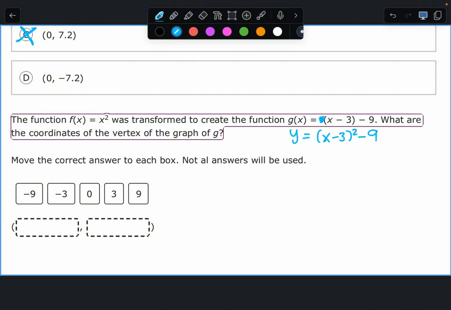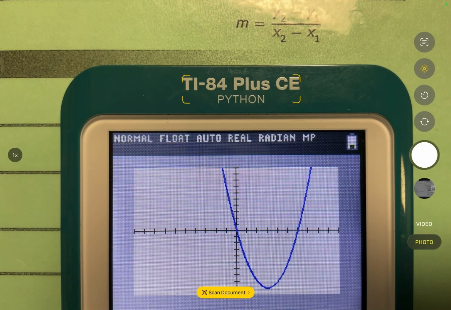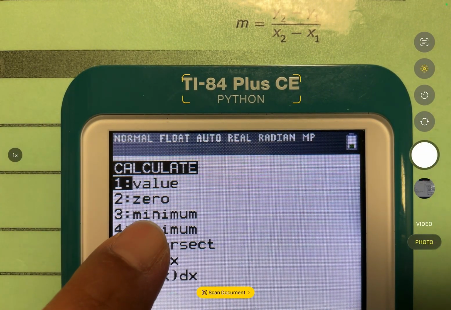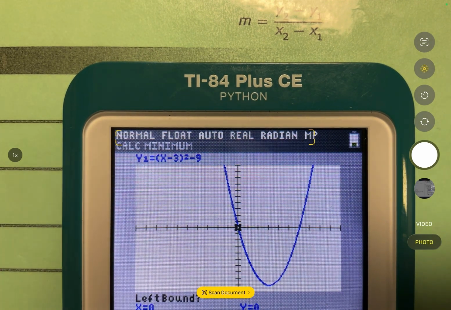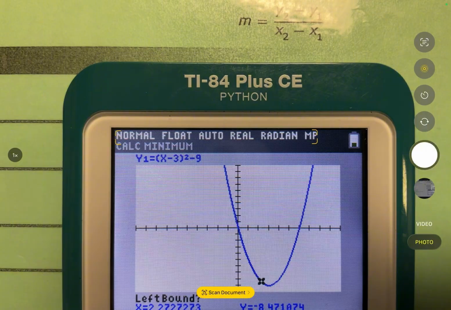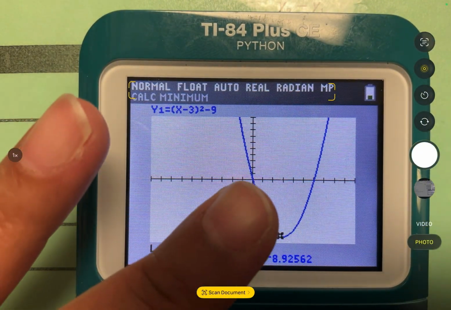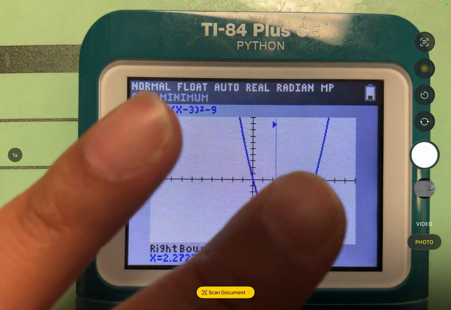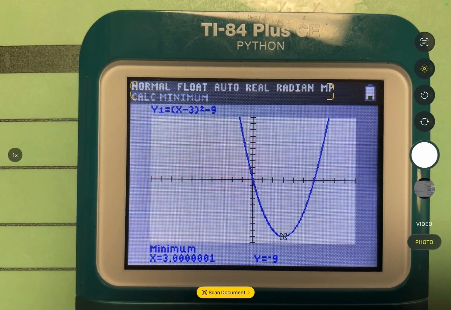We don't know because it's not in the line, so we have to do something. What kind of numbers are here? Or you can use second trace, 3 for minimum. That's one that we've already learned. So put it on the vertex. Then move it to the left side of the vertex. Enter. Move it to the right side of the vertex. Enter, enter. And you get 3, negative 9.